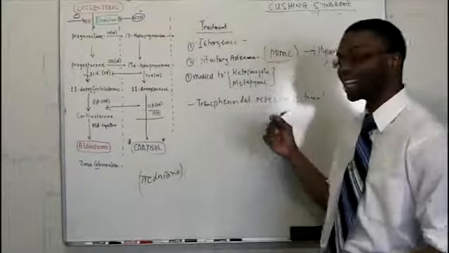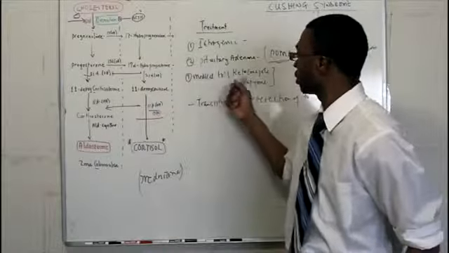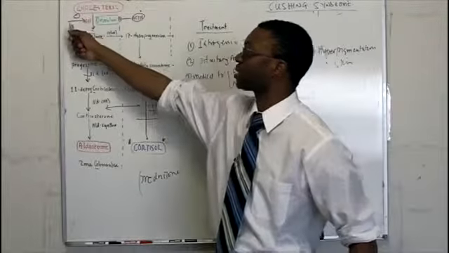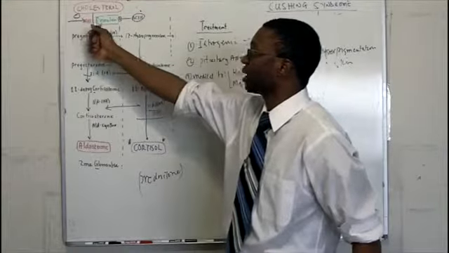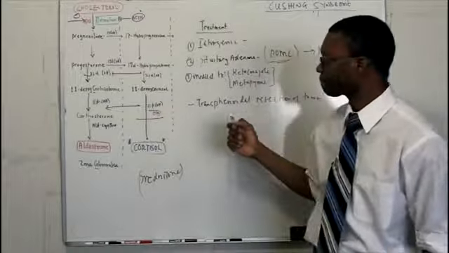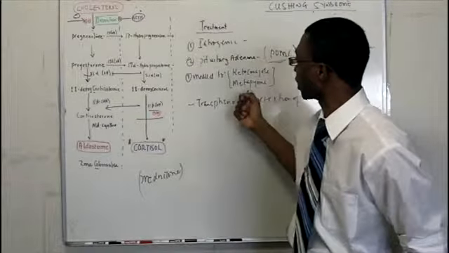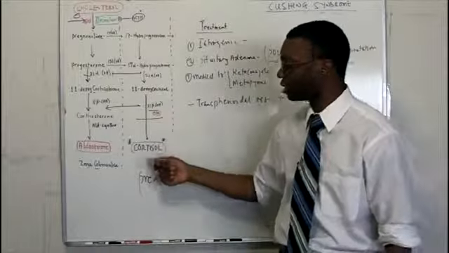Now, if we can't get in there to take out the tumor, then we have to give you medication. We can give you ketoconazole, which is an antifungal, but it actually works to inhibit cholesterol breakdown by inhibiting desmolase, so now you can't make cortisol. And we can also give you metyrapone to inhibit the 11-beta hydroxylase pathway to make cortisol.